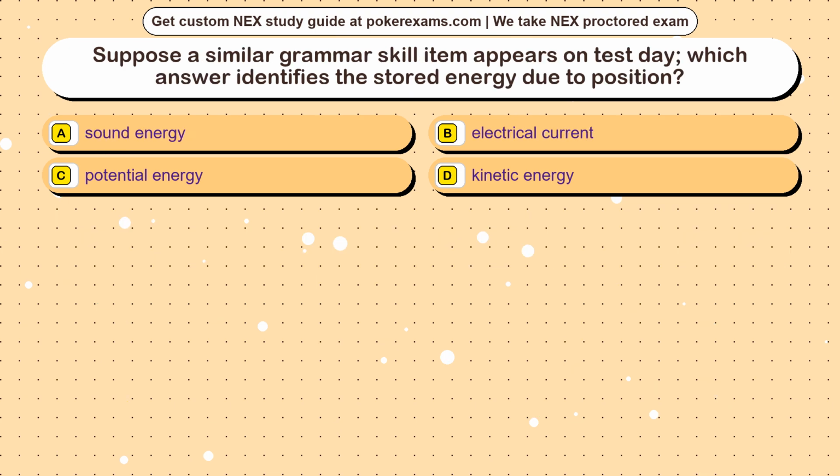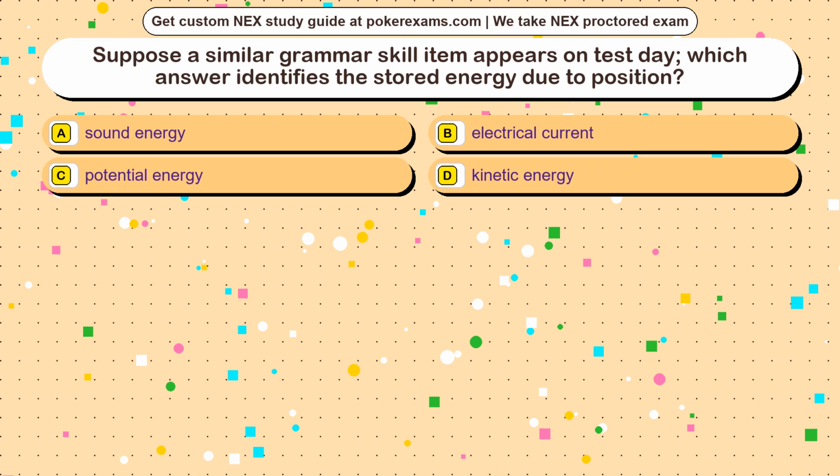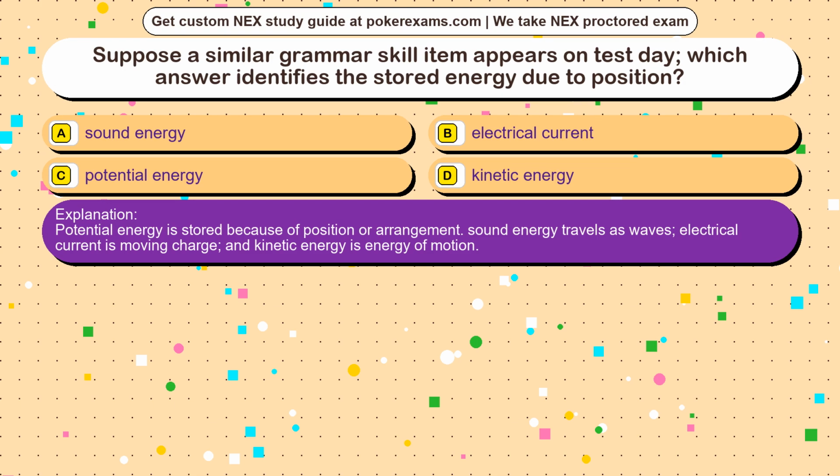Question 7. Suppose a similar grammar skill item appears on test day, which answer identifies the stored energy due to position? Option A, sound energy. Option B, electrical current. Option C, potential energy. Option D, kinetic energy. The correct answer is option. Potential energy is stored because of position or arrangement. Sound energy travels as waves, electrical current is moving charge, and kinetic energy is energy of motion.